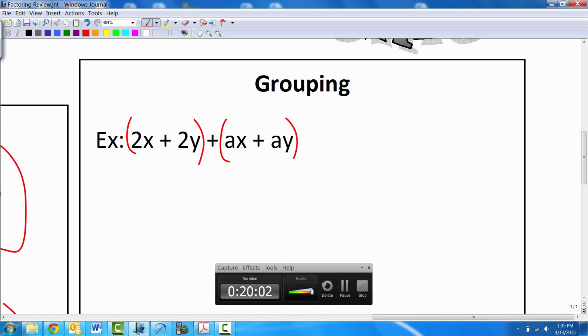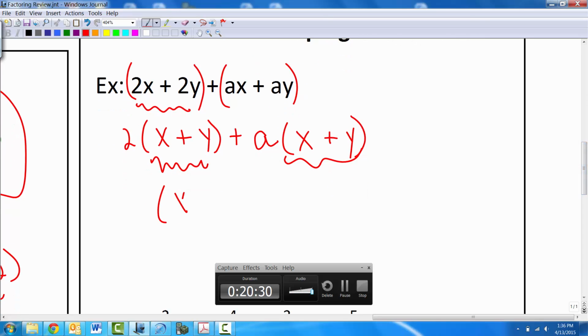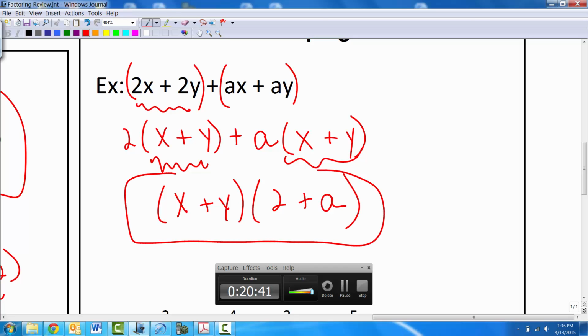Okay, so what can I pull out of the first set of parentheses? 2. And then what's the second thing that you can pull out of this? You can pull out an a. Get that a to look really like an a, so it doesn't look like anything else. Then you can pull out this x plus y, and you're left with 2 plus a. I said that wrong, I meant x plus y. And then you end up with 2 plus a out in front.